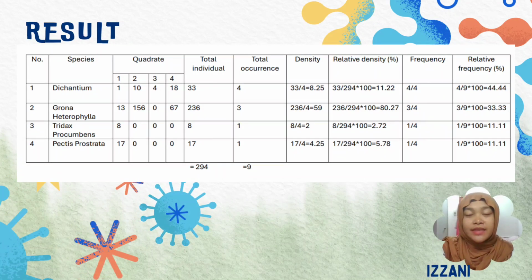So, as you can see, this is the result of our findings using quadrat sampling methods. The species include Decantium, Gruna heterophylla, Tridex procumbens, and also Pectis prostrata.